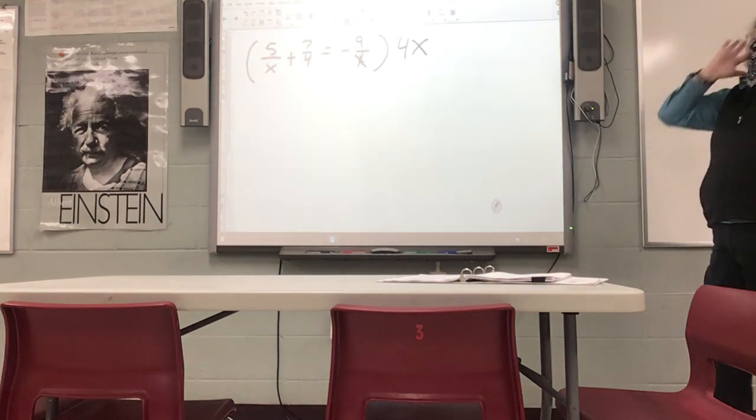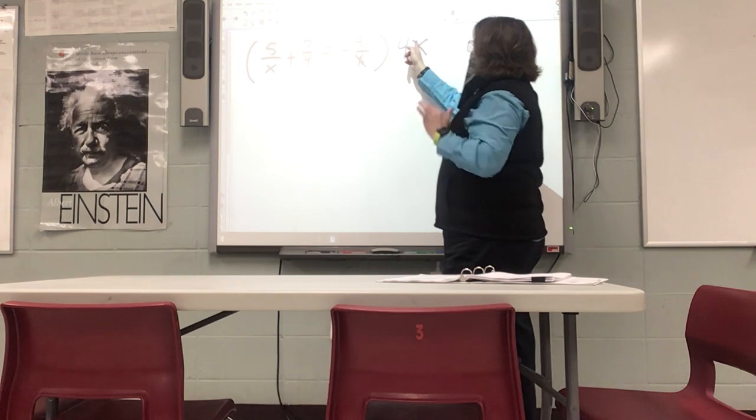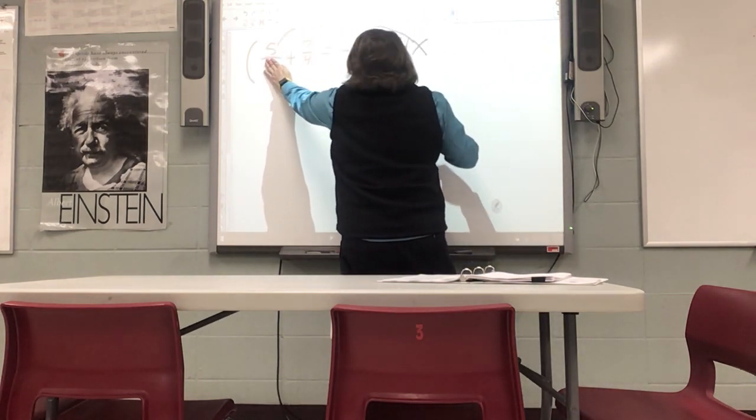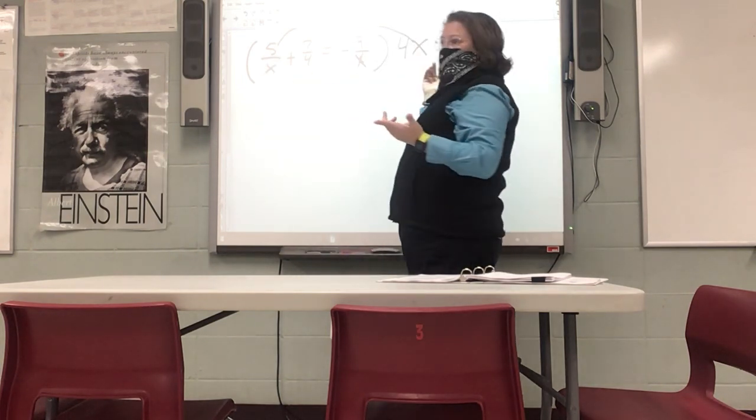And so what we would do is set this up to multiply the whole thing by the common denominator. Okay, so this is going to be cool what happens here, so pay attention on this. We're going to take the 4x and distribute it to the first term, and what's going to happen is that x will cancel out with that x, right? So you just got 4 times 5 on that first piece.